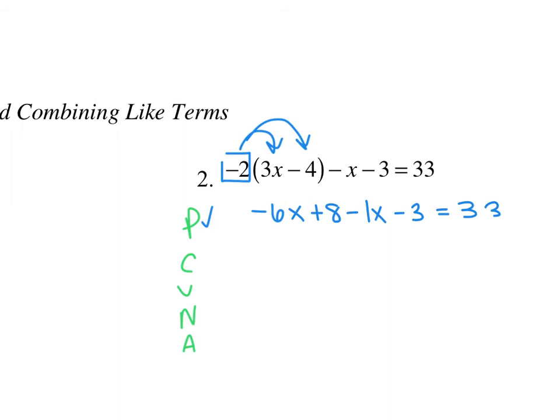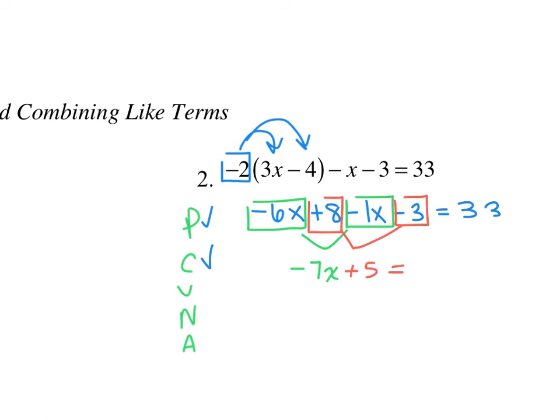So now I have to ask myself, can I combine any like terms? Yep, I can. I can combine my negative 6x and my negative 1x. Negative 6x minus 1x is negative 7x. And now I can combine my positive 8 and my negative 3. 8 minus 3 is a positive 5, and that's equal to 33. I have to ask myself, are all my variables on the left-hand side? Yep, they are. My negative 7x is on the left-hand side.